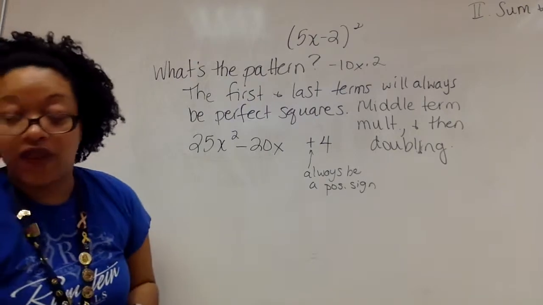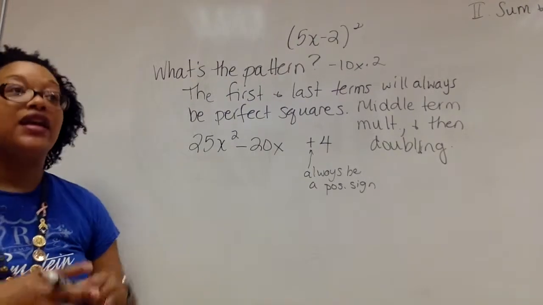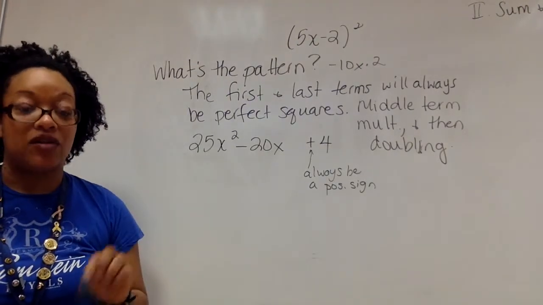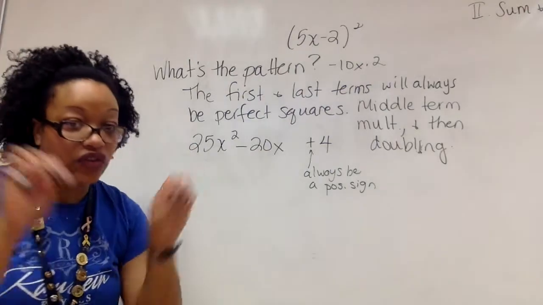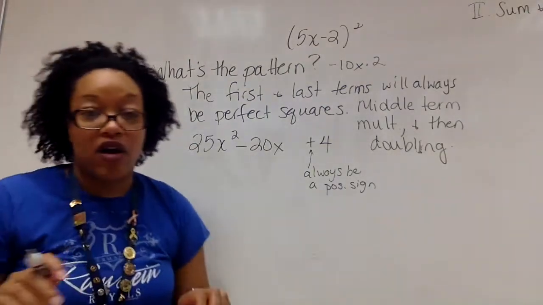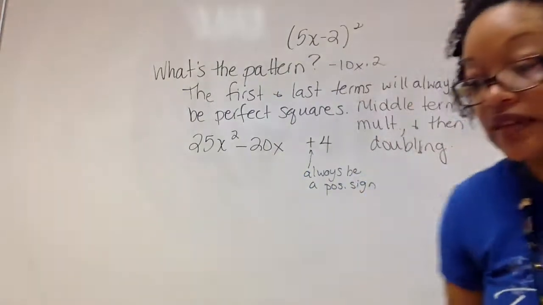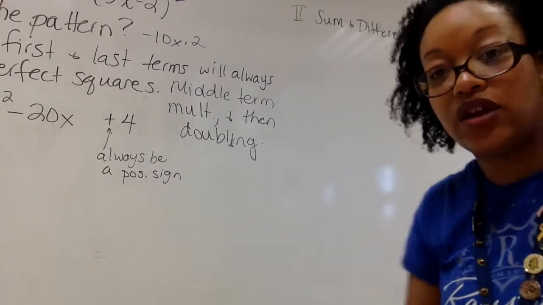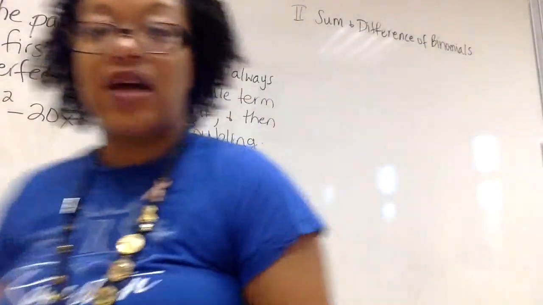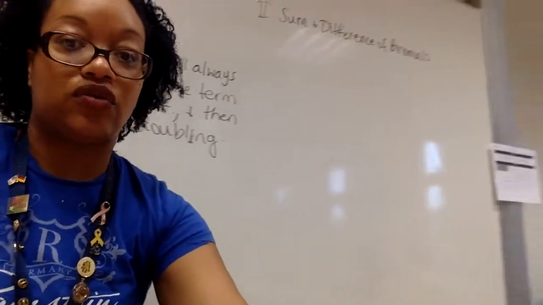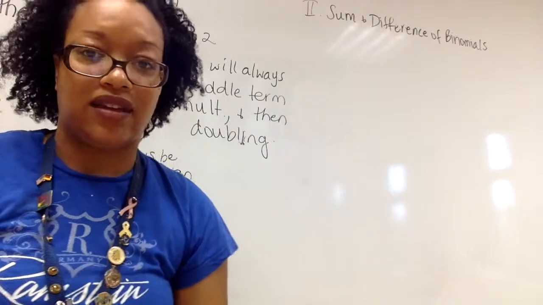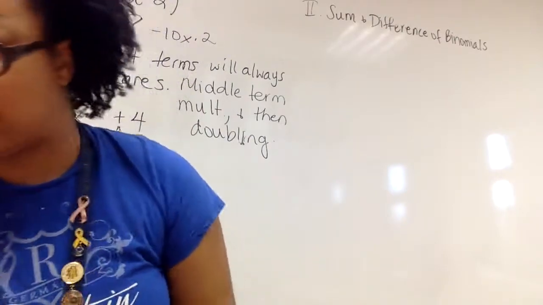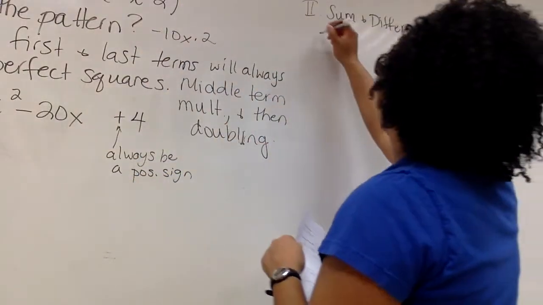Now, on the back, we have another special binomial that produces a special product. And if you already have your notes there, it's called the sum and difference of binomials. All right? So I've got it over here if you can see it. Okay, so you know what sum and difference means. That means that you're adding and subtracting. But it looks like this. This is your general form.